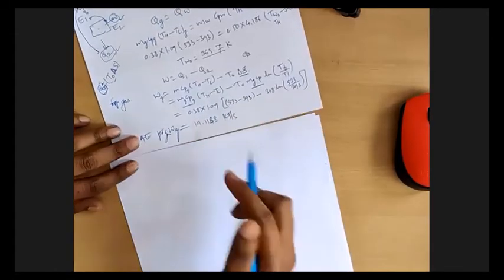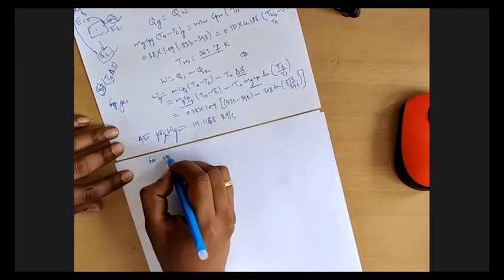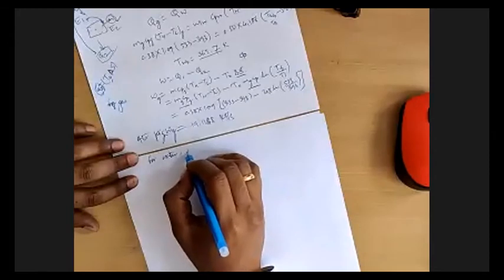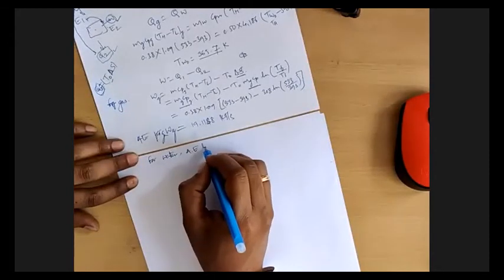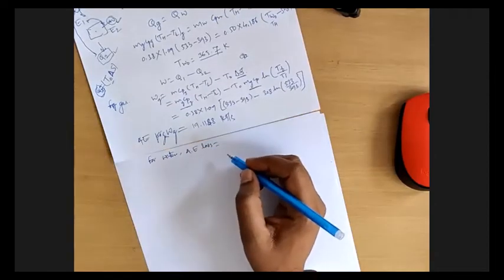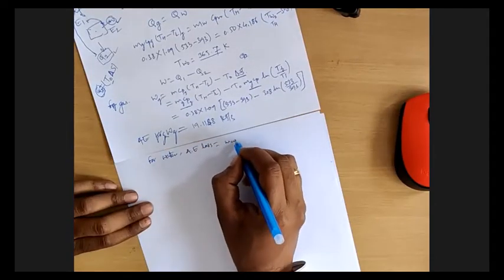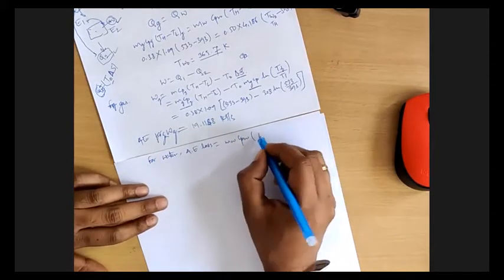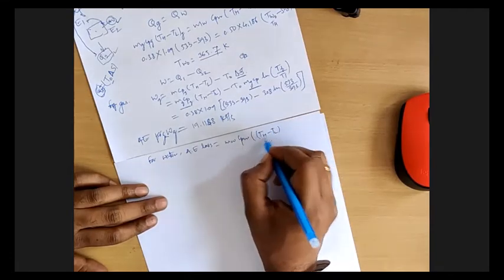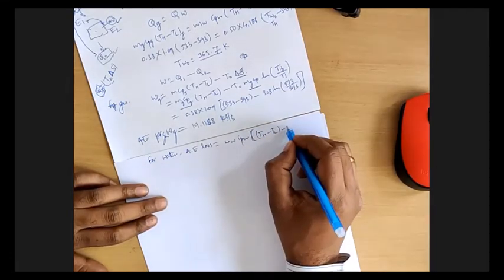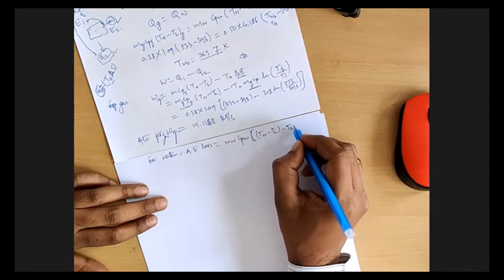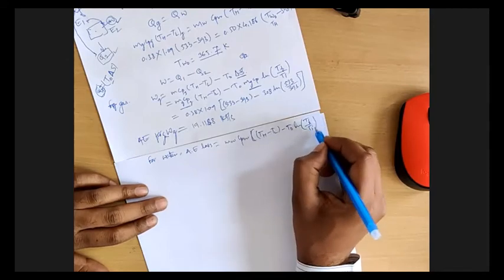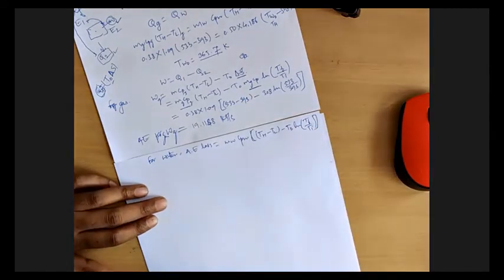Similarly, for water, available energy loss is equal to m_w C_pw. I am going to write the short relation: (T higher minus T lower) minus T0 into ln of T final by T initial. Now let's put the values.